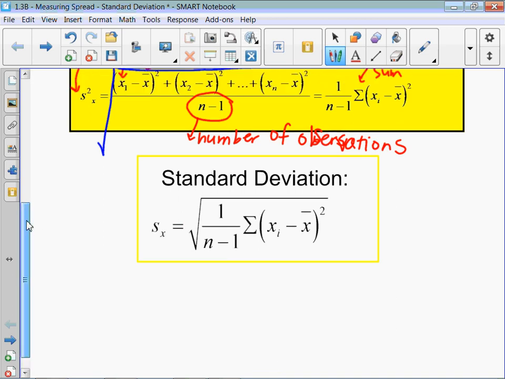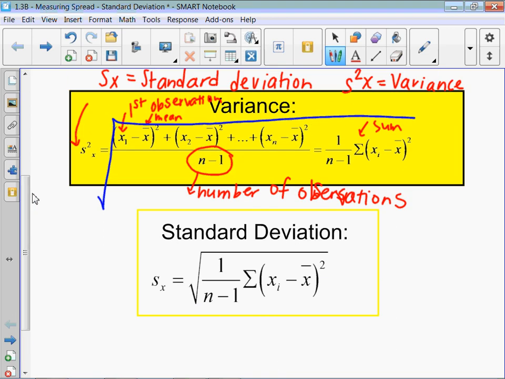Have you guys done this formula before? I think you did this in like algebra 3. Is that right? Sure, yeah. Great news.